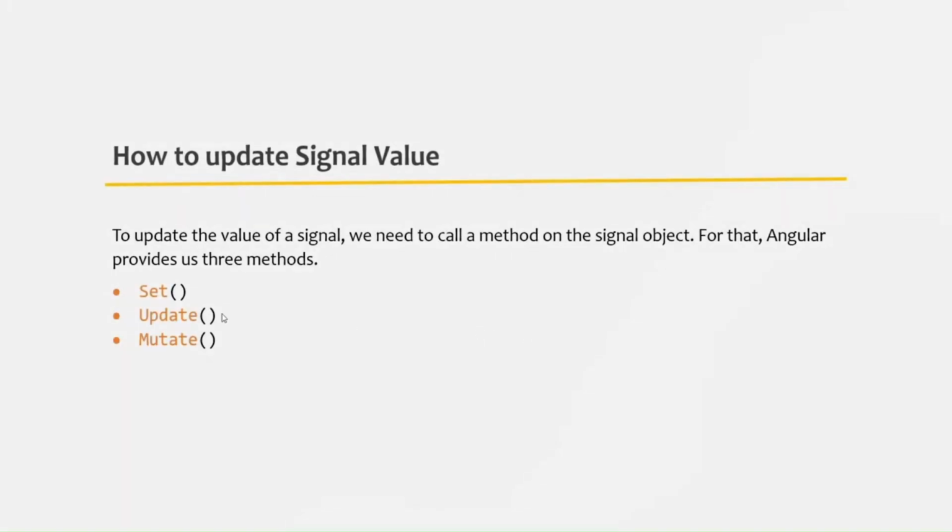So in this lecture, we learned about the set method and the update method. In the next lecture, let's understand the use of the mutate method and how we can use it to update a signal.